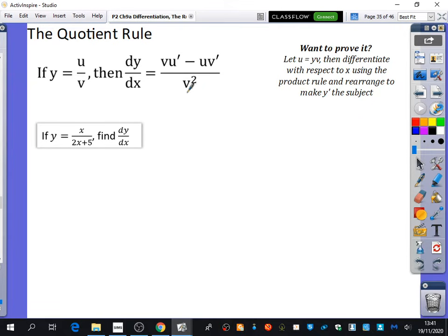People often forget about this v squared bit that goes in the denominator. And I'm also going to show you my visual way of how I remembered the quotient rule as well. So we're just going to go straight in with this. Oh, no, we're not going to go straight in. We're going to talk about, do you want to prove this?